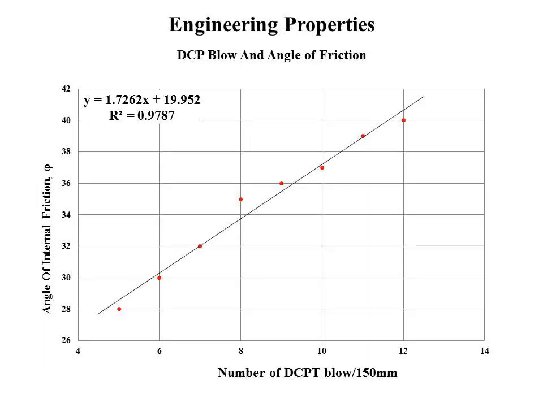From that experiment, I can also correlate the number of DCP blows and the angle of internal friction. Here is the graph. The horizontal axis represents the number of DCP blows and the vertical axis represents the angle of internal friction. I found an equation. If I have the number of DCP blows, I can easily find the angle of internal friction.